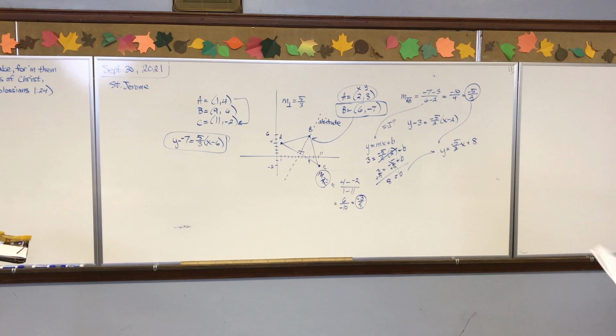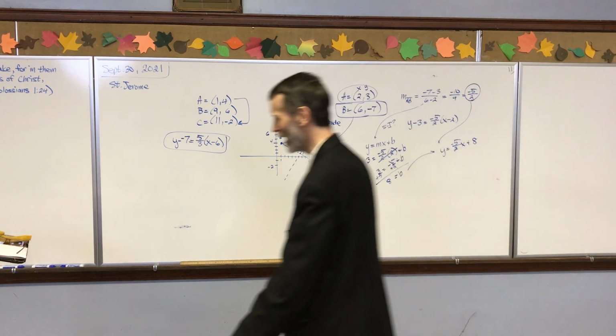Oh, wait a minute, is this 1, 4, 9, 6? Yeah. 11, -2. What the heck? Why did I write 6, -7? I'm going insane. That was my fault. Was that on my version?